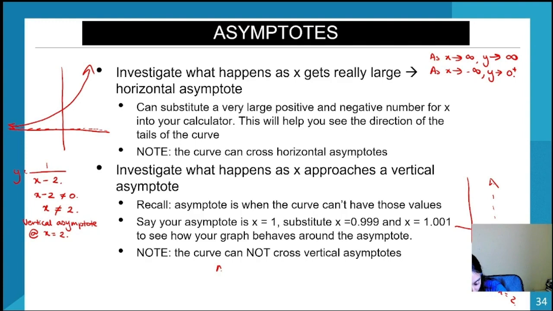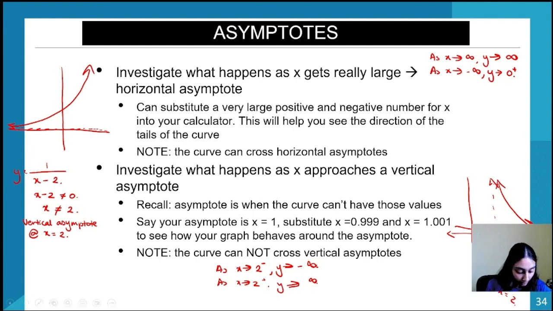So I can write as x approaches 2, I'm going to write from the negative side. So from the left-hand side, y approaches minus infinity. As x approaches 2 from the positive side, y approaches, let's find out, 1 on 2.0000001 minus 2, like 100 million. So positive infinity. So my curve will look a little something like that.